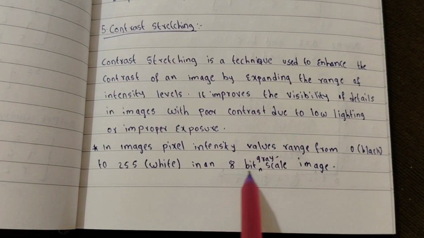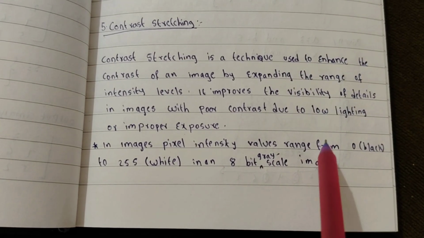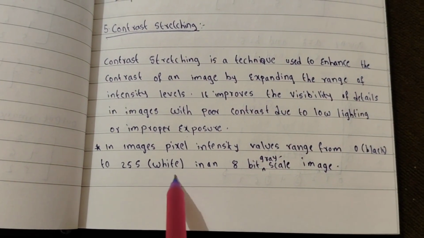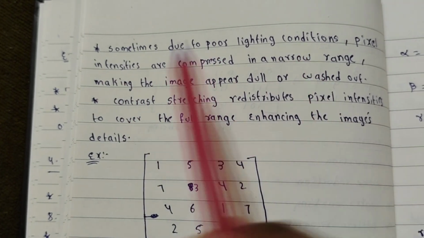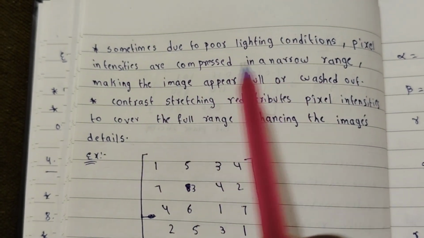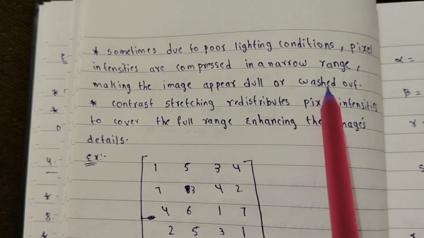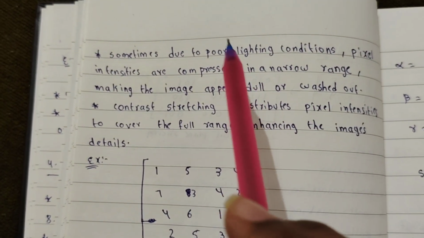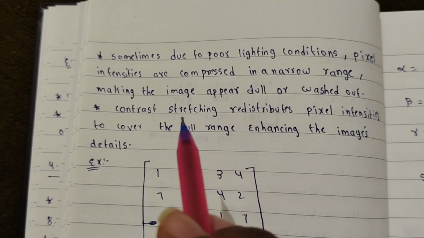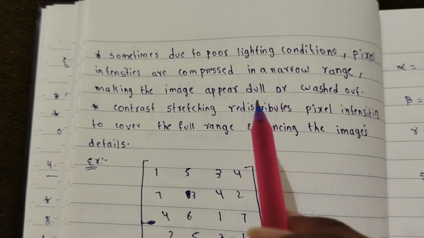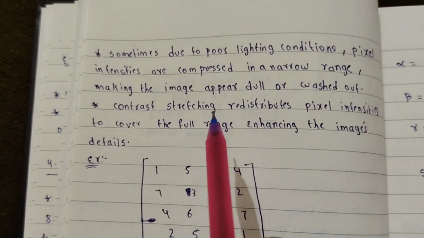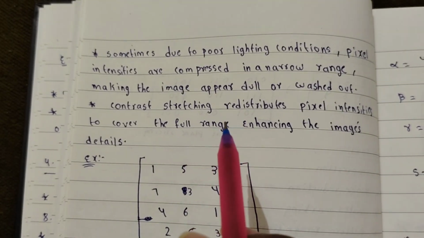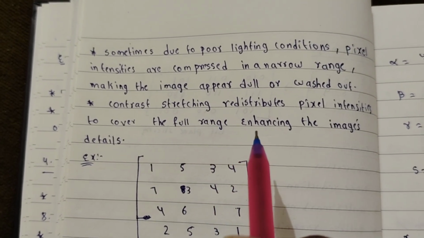You already know that in an 8-bit grayscale image the intensity values are 0 to 255. For example, sometimes due to poor lighting conditions, pixel intensities are compressed in a narrow range, making the image appear dull or washed out. Contrast stretching helps in redistributing these pixel intensity values to cover the full range of the image. It will enhance the image.